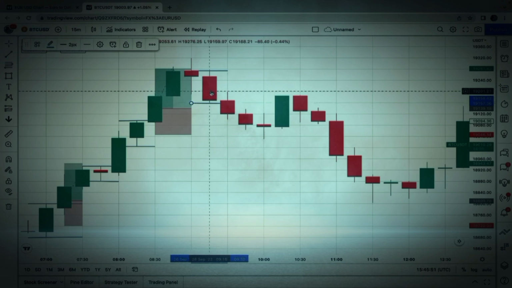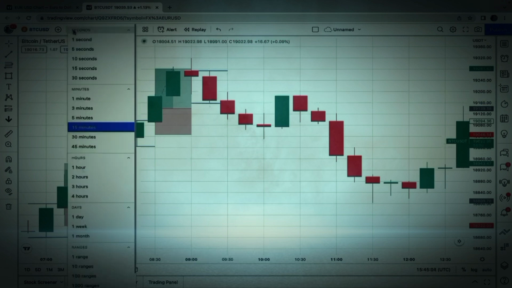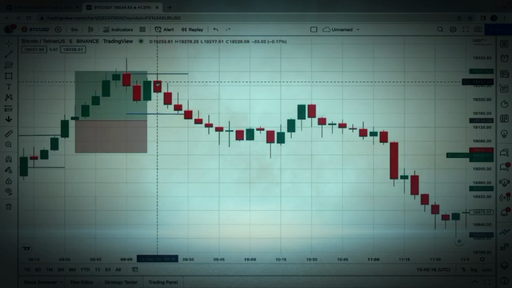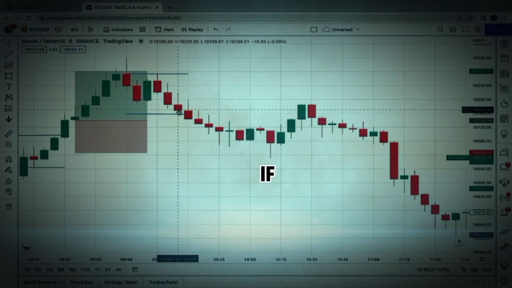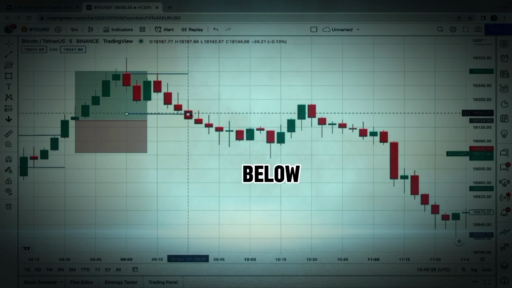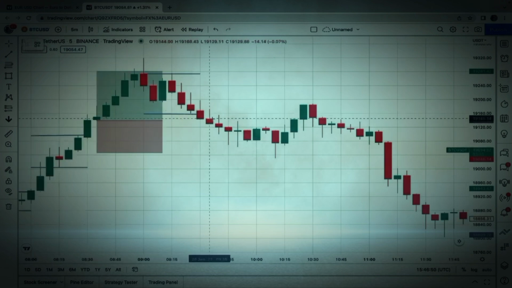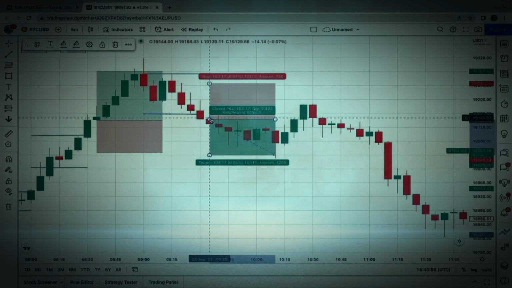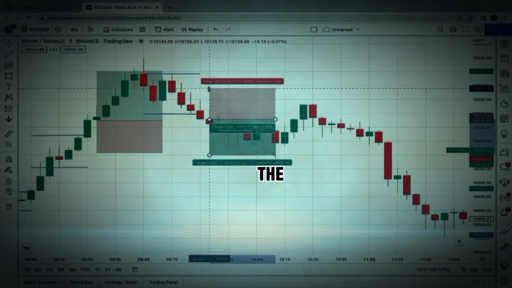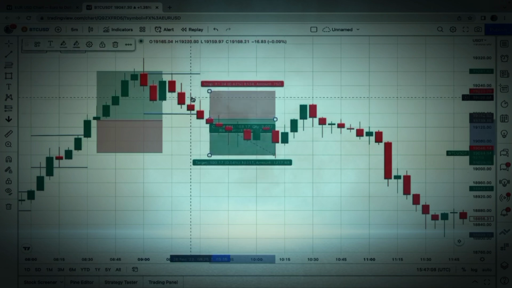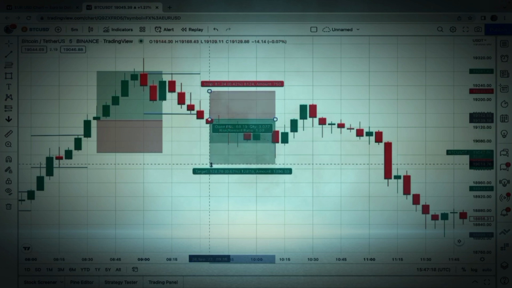After that, 2. Switch to the 5-minute chart. Look at the next 3 5-minute candles. If the fourth candle breaks and closes below the low line, enter a short position. Set the stop loss above the high of the third candle. Set the take profit at a 1.5 risk-to-reward ratio.